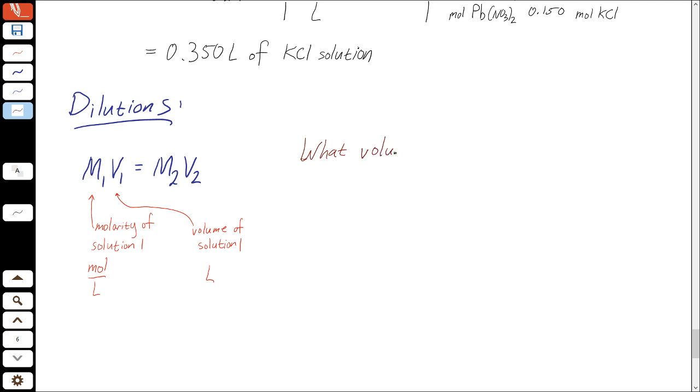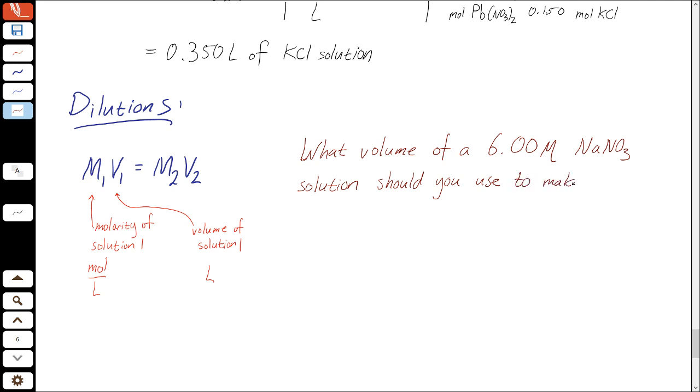What volume of a 6 molar sodium nitrate solution should you use to make 0.525 liters of a 1.2 molar solution? Okay. So we're taking a more concentrated solution, a 6 molar solution, where there's 6 moles per liter, and we're adding water until there's only 1.2 moles per liter, but we only want to make 0.525 liters of it.